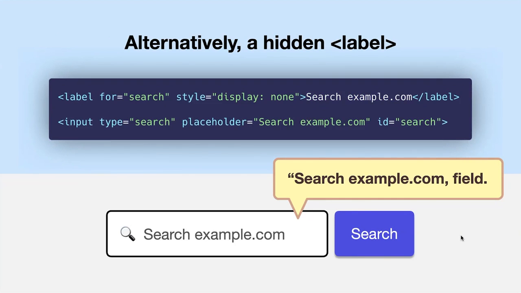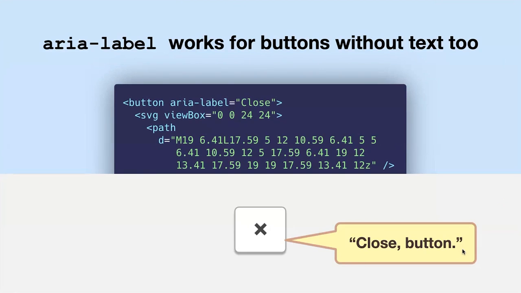Alternatively, you can add a label and hide it. So, something like style display none. That works. It's exactly the same. Basically, it's just a little bit more code, so probably wouldn't bother, but whatever works. ARIA label is also useful when you have things like buttons which don't contain text. So like this button does not contain anything you could read out aloud. It just contains a graphic, right?